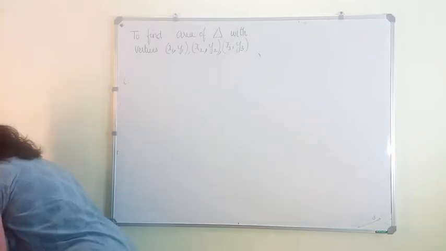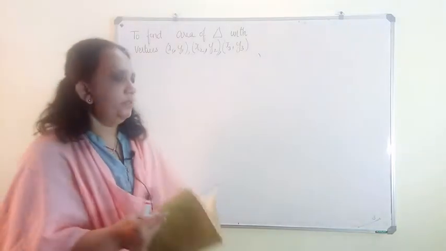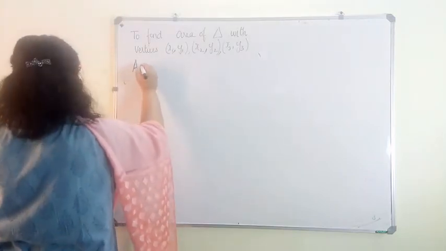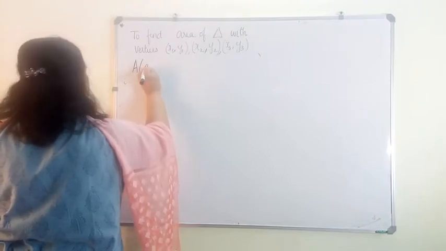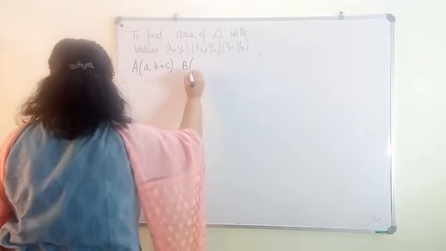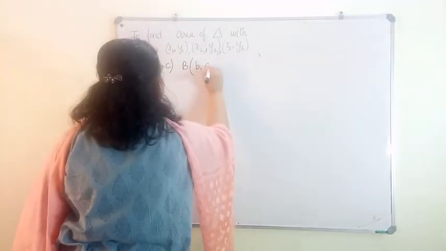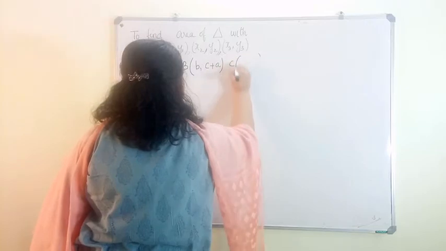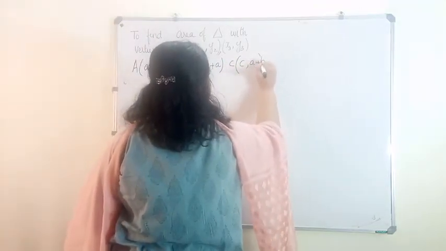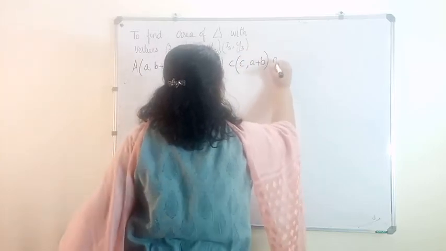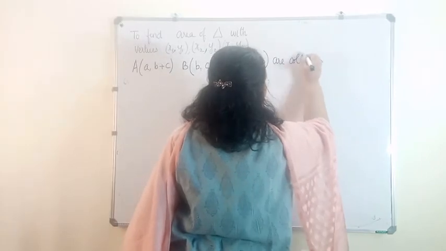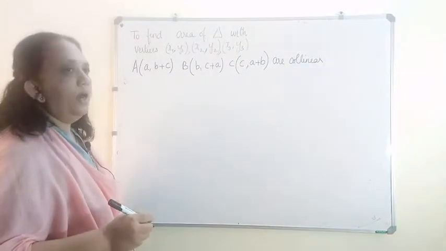Take the next question. Show that the points A, B plus C, B, C plus A, C, A plus B are collinear. Show that the 3 points A, B, C are collinear.